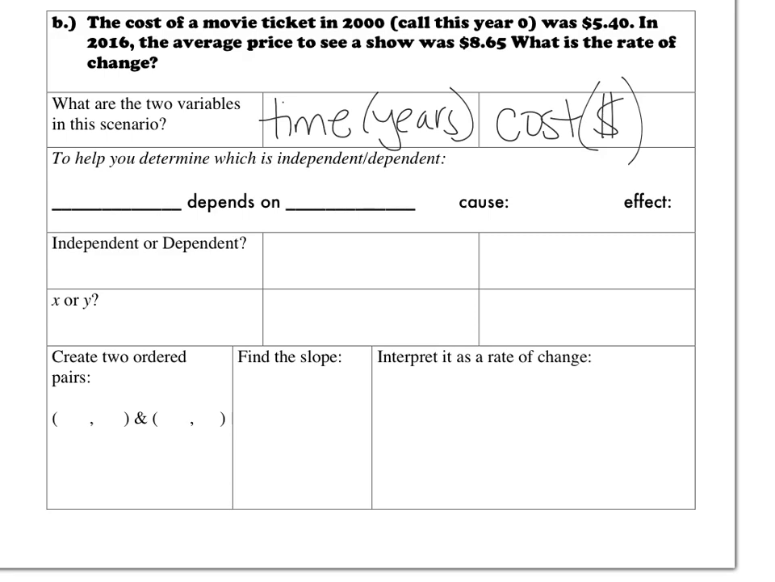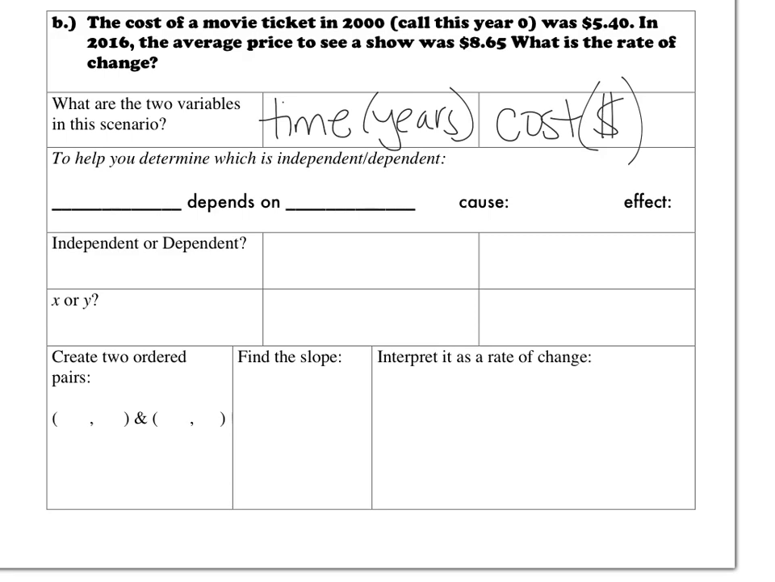And so let's think about a depends on statement. We have to decide which one's independent and which one's dependent, right? So we're going to say, does the time depend on the cost, or does the cost of the movie depend on the time? And so in this case, cost depends on time.